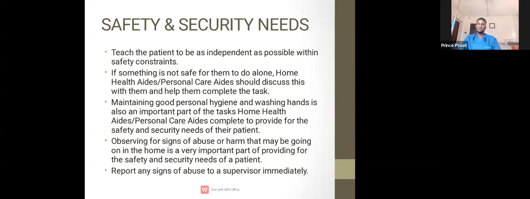You observe for signs of abuse or harm that may be going on in the home, and this is a very important part of providing for safety. In a home where the patients could be abused due to their disabilities, you have to be very observant, observing the signs of abuse on the patients due to the home or the environment they find themselves in. Then you report any sign of abuse to a supervisor immediately.